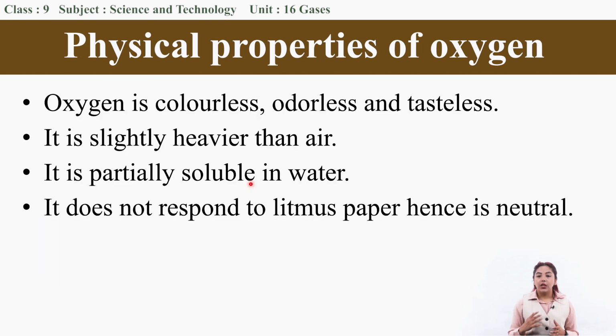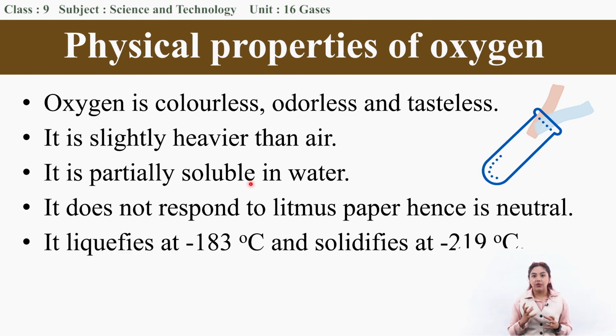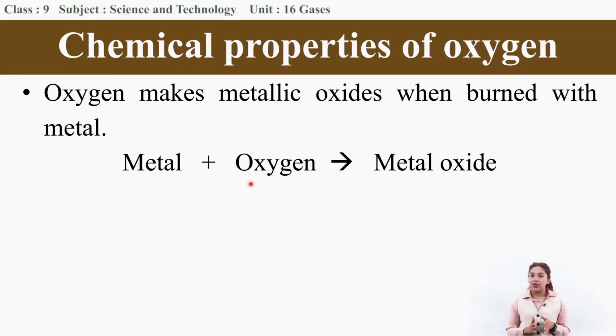Now, another property is oxygen gas does not respond to litmus paper. That is, it does not change the color of litmus paper, be it red or blue. Since it does not change the color of the litmus paper, we can say that oxygen gas is a neutral gas. And the final physical property that we will study is oxygen changes from gaseous state to liquid state at the temperature of about minus 183 degrees centigrade, and it changes into solid state at the temperature of about minus 219 degrees centigrade.